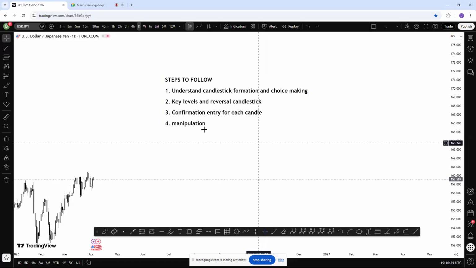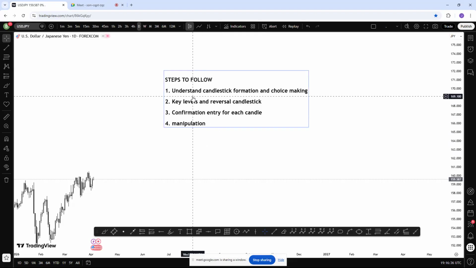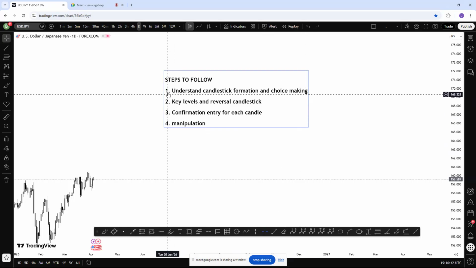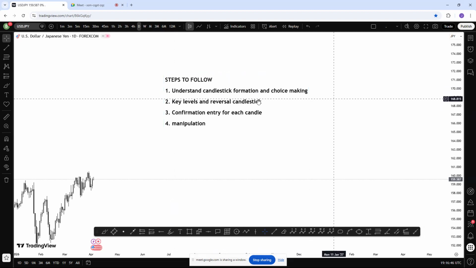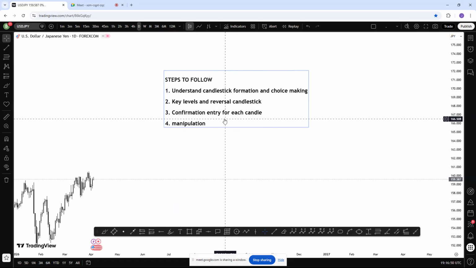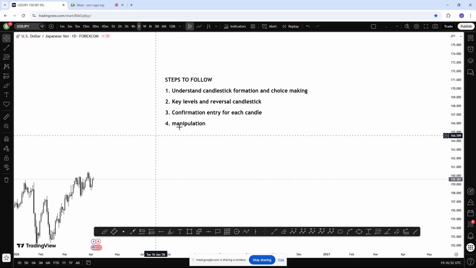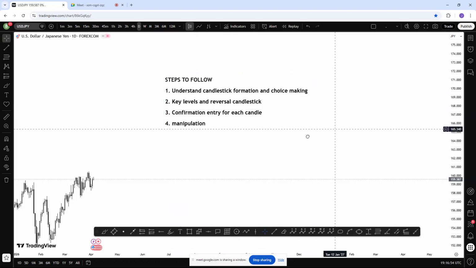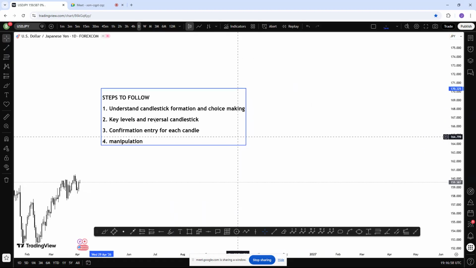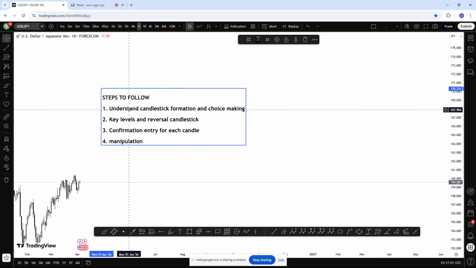So we have this process, and I want you to follow it, and it will be very easy. Understand candlestick formation and choice making, key levels in the reversal candlestick, confirmation entry for each candle, and then manipulation. If you understand this, you are ready to go. Starting from number one, understanding candlestick formation and choice making.